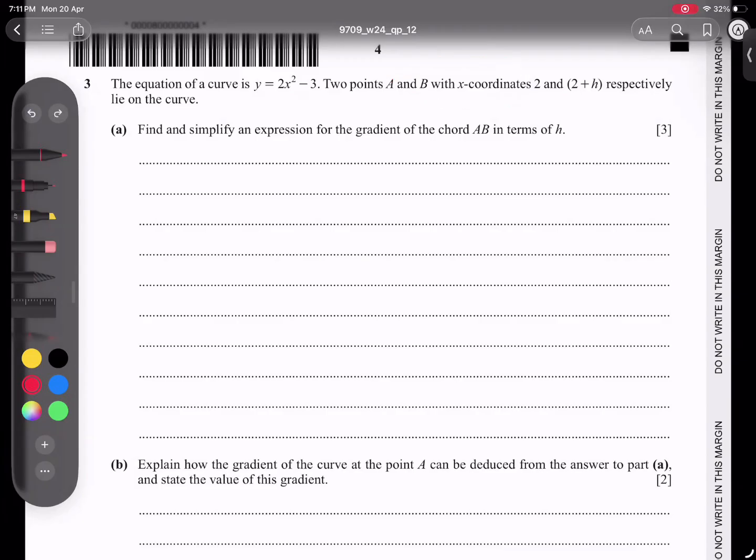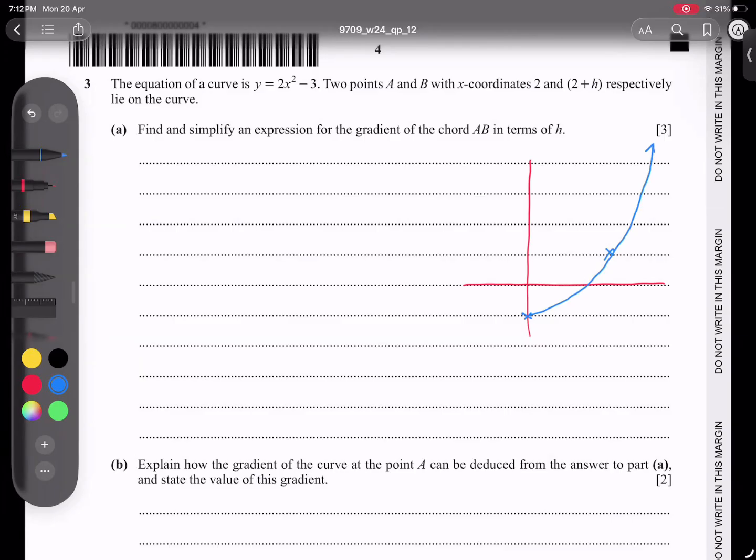Just for the sake of understanding, I'm going to sketch the curve so you can understand. The point is (0, -3). So basically the curve is here, at negative 3, and 2, 4, 8, minus 3 gives 5. The curve is basically like this. I have shown you a rough idea.